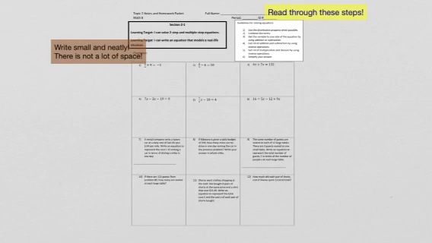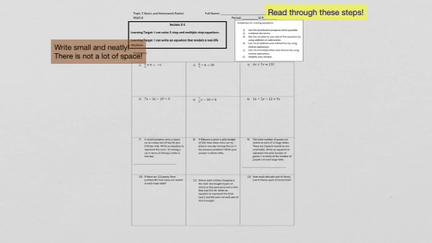In this lesson, which is topic section 2.1, we are going to learn how to solve two-step and multiple-step equations and write an equation that models a real-life situation. So be sure to write small and neatly since I did not give you a lot of space.